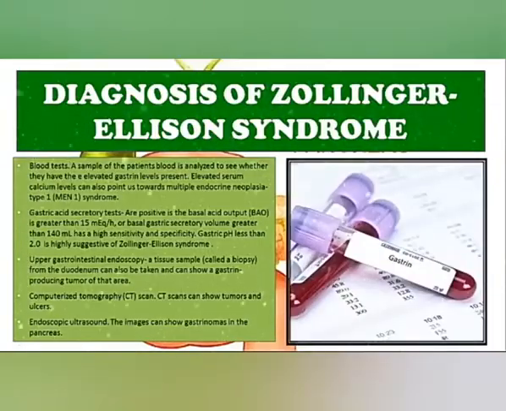So now we're going to talk about the diagnosis in Zollinger-Ellison syndrome. The first approach is a blood test, and a sample of the patient's blood is analyzed to see whether they have an elevated gastrin level. And elevated serum calcium levels can also point us towards multiple endocrine neoplasia type 1 or MEN type 1. So all of these patients with Zollinger-Ellison syndrome are definitely going to have that increased gastrin level because these tumors are able to secrete that hormone called gastrin. So all these patients will have the elevated gastrin levels present.